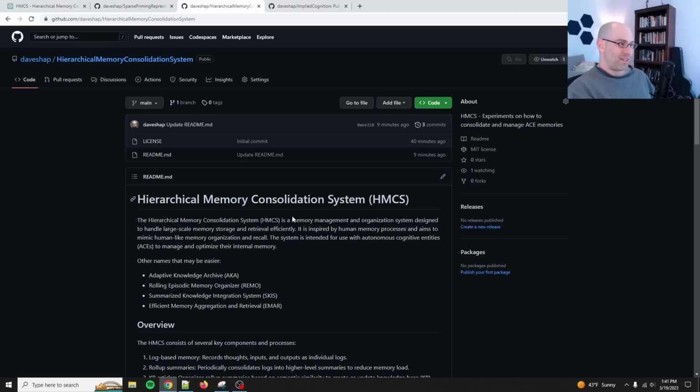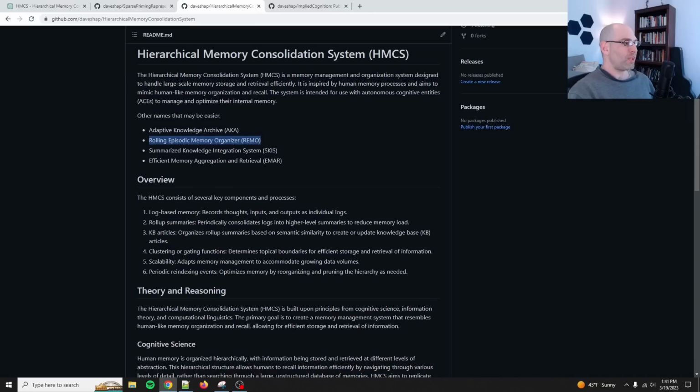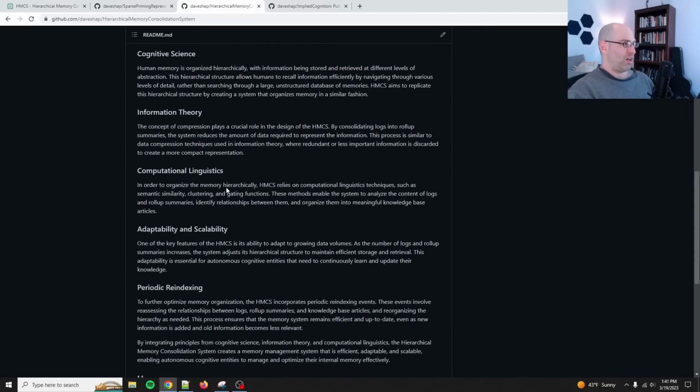Also, HMCS is not the easiest thing to say. And if we've learned anything from ChatGPT, it's that naming something so it's easier to say is better. So we might choose different names, aka, I like this one, Adaptive Knowledge Archive. Rolling episodic memory organizer, this is actually the most on the nose. So REMO. We might call this REMO. Who knows? Anyways, it's a good start to this.